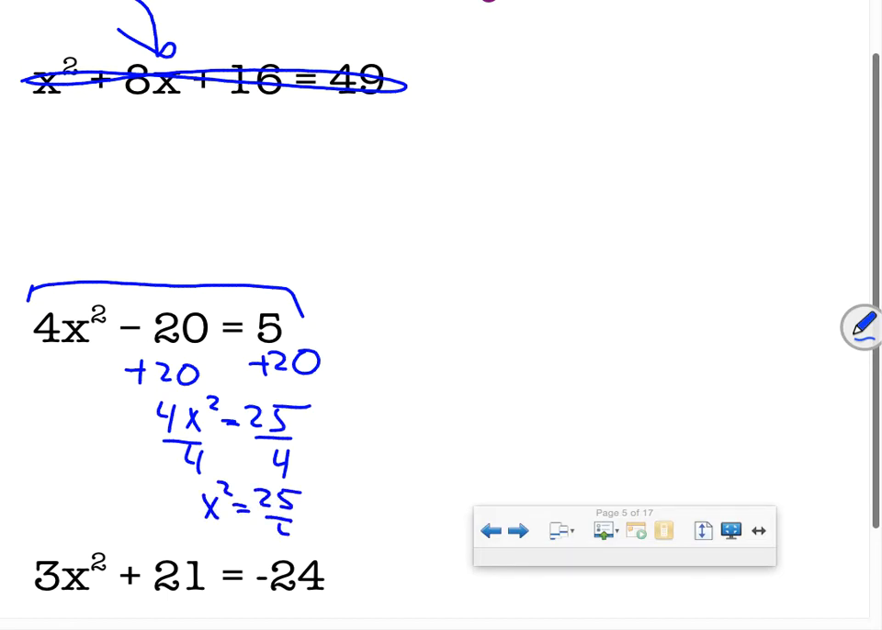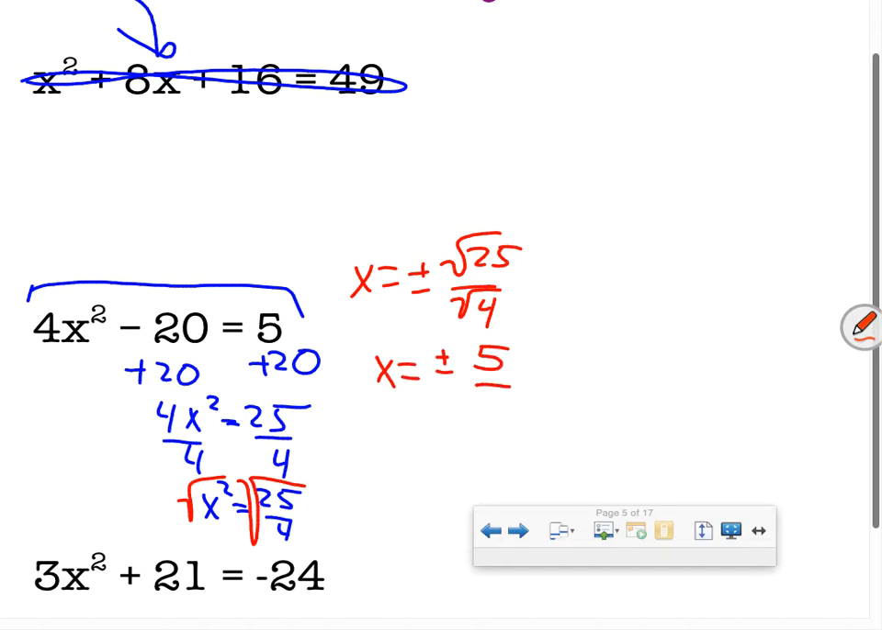I want you to leave that as a fraction. You're going to see why in a moment. You don't want to write that as 6 1/4. That's confusing. Because when you take the square root of both sides, look what happens to this radical. You're going to have x equals plus or minus the square root of 25 divided by the square root of 4. This is going to simplify nicely in its current form. You know what the square root of 25 is. It's 5. Square root of 4 is 2.